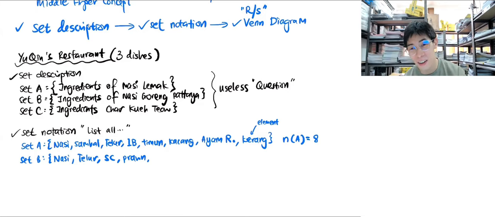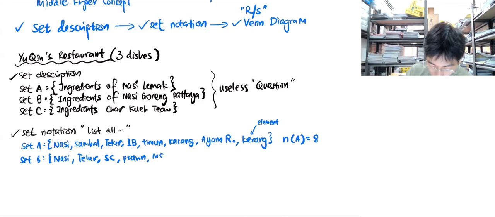I saw something like that on Uncle Roger. Nasi goreng, no MSG, no nice. MSG, cannot. Then cucumber, your timun, come. Your timun. What else? Bawang, yeah. Bawang, nice. Prawn, I put already. Carrot, okay. Carrot, come.